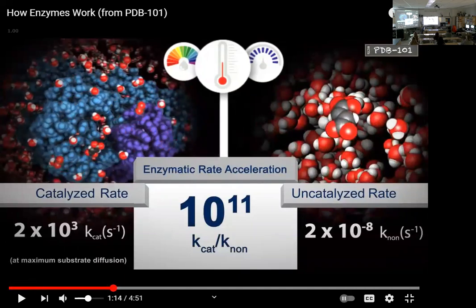All right, so this is 8 zeros, so 0.00, whatever, there's 8 of them. And then this is a 2 with 3 zeros behind it. So 11 zeros faster. It's an unbelievable speed up in the rate when you have a catalyst. If we didn't have this, we would die as living things.